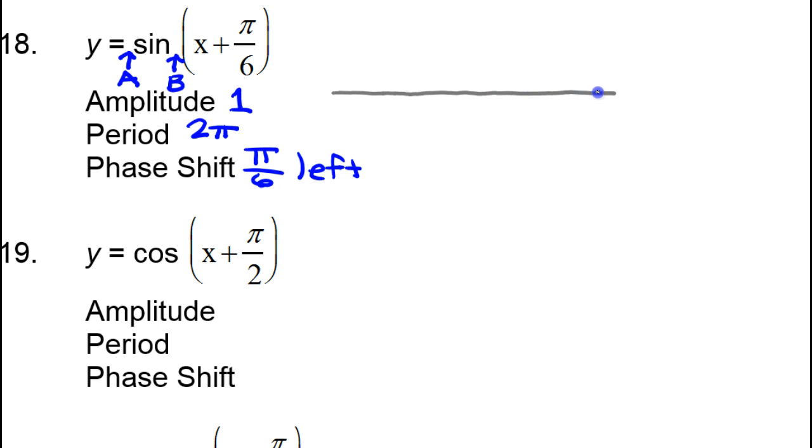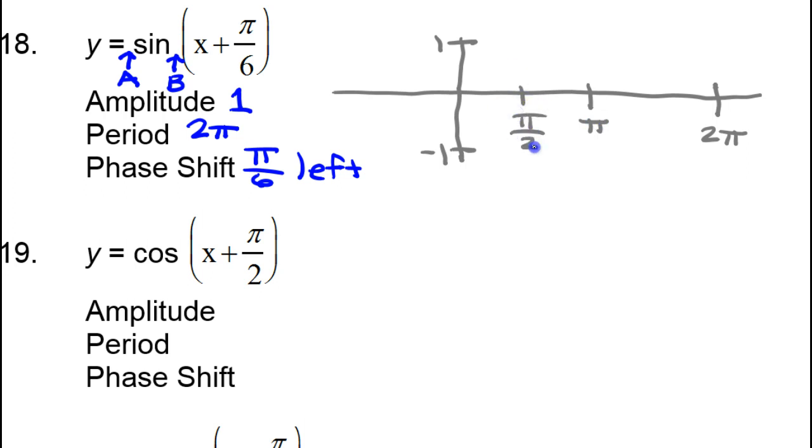So here's my x-axis, and there's my y-axis. The amplitude is 1, so I'm going to have my positive 1 and my negative 1 like I often do. The period is 2 pi, so I'm going to start off by putting my 2 pi over here. And then right in the middle would be pi, and right here would be pi over 2. And this would be 3 pi over 2.